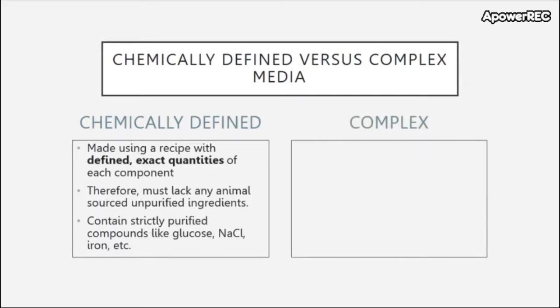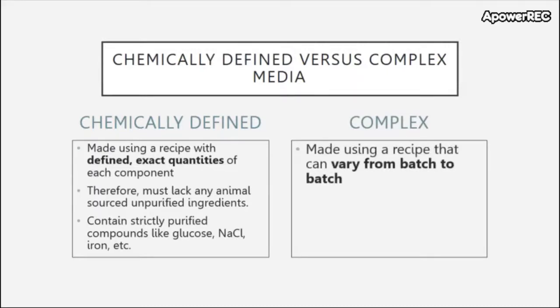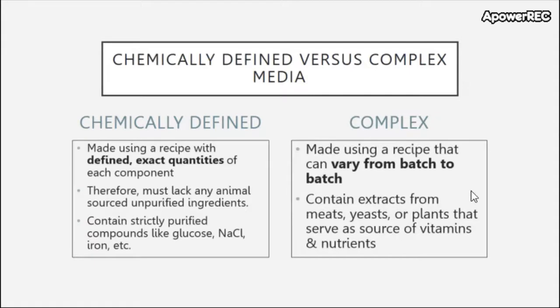Next are complex media, and this is far and away the majority of media that people use. And it's made using a recipe that can vary from batch to batch. And that's because the sources of ingredients for these batches tend to also vary in their chemical makeup. So they can contain extracts from meats, yeasts, or plants that serve as sources of vitamins and nutrients.